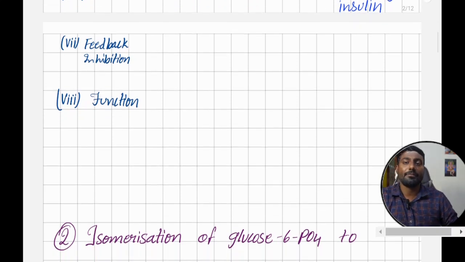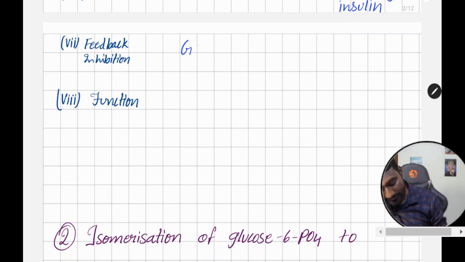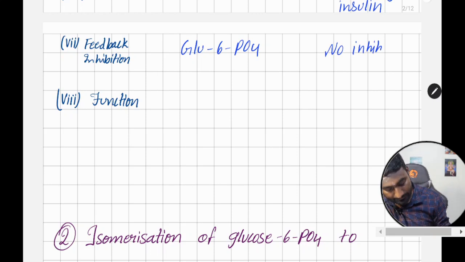Now, if we see the feedback inhibition, the product of hexokinase itself is inhibiting it. What is the product of hexokinase? Glucose 6 phosphate. There is no such inhibition with glucokinase. Okay.